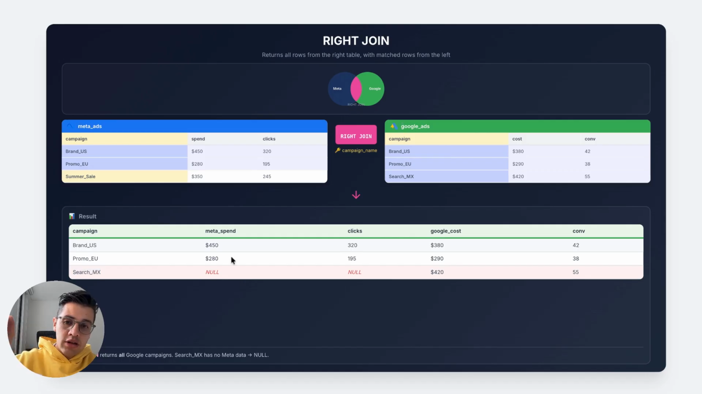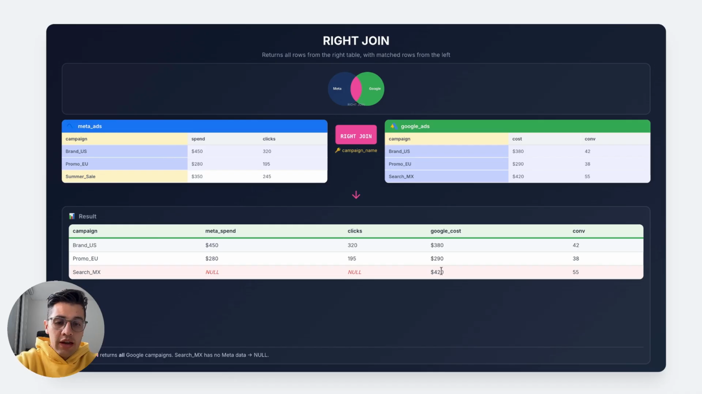But in the columns that came from the left table, the values will be null because this search Mexico campaign doesn't exist here. In this case, the meta spend and clicks values for this search Mexico campaign, which only exists in Google Ads, will be null, because in this table, meta ads, this campaign doesn't exist, so we don't have a way to put a value to it.